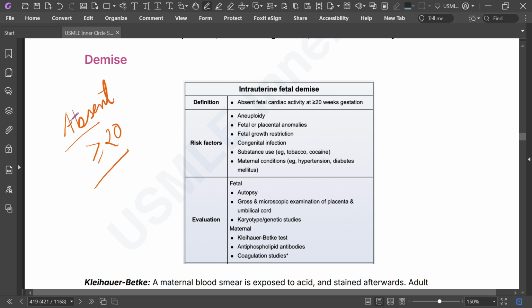So intrauterine fetal demise first causes: aneuploidy, fetal or placental anomalies, fetal growth restriction, congenital infection, substance use like cocaine and tobacco, and maternal conditions like hypertension and diabetes.